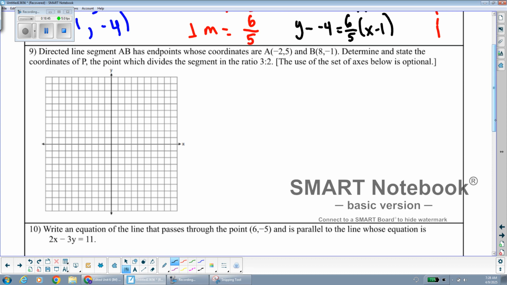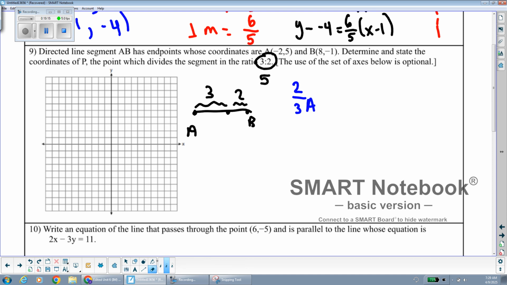I'm not going to use the grid here because it says the use of the grid is optional. A 3 to 2 ratio means 5 parts in total. Since it's a 3 to 2 ratio, the 3 part is going to be here, then there's going to be the point, and then there's going to be the B part. That means the point's going to be closer to B, so B needs to be weighted more heavily. So A is going to get a smaller fraction.